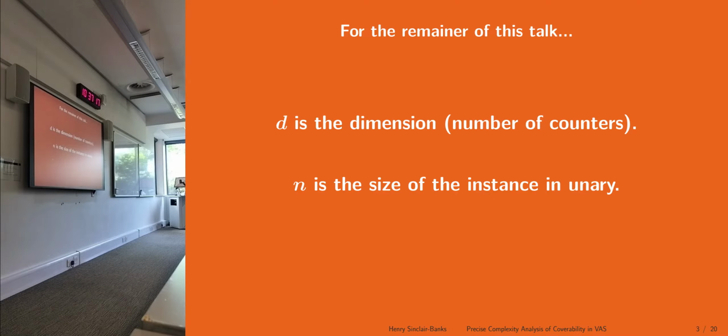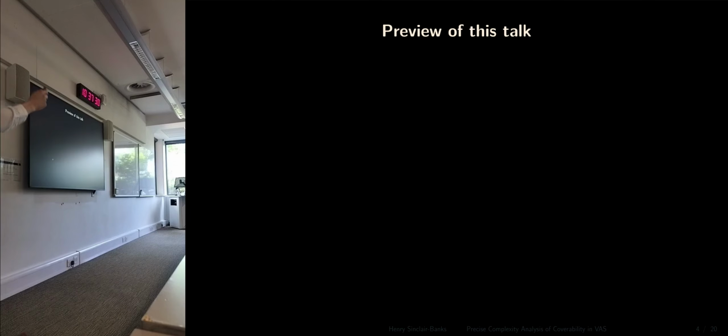I'm going to have the size of the instance encoded in unary, so that'll be the number of nodes, the number of transitions, the one norm of every vector, maybe the one norm of the target, and the one norm of the source. Okay? And so now you can see the rest of the presentation. And it's going to be split into 3 parts.